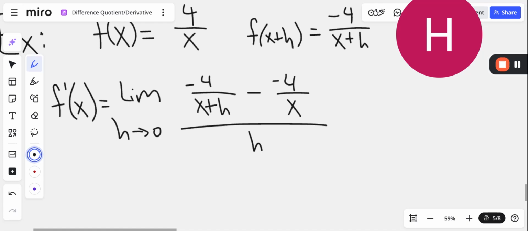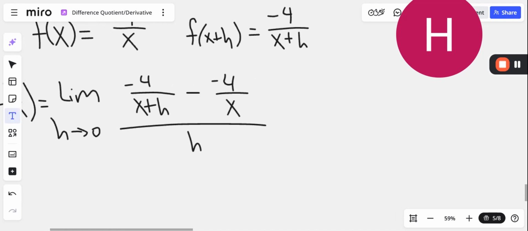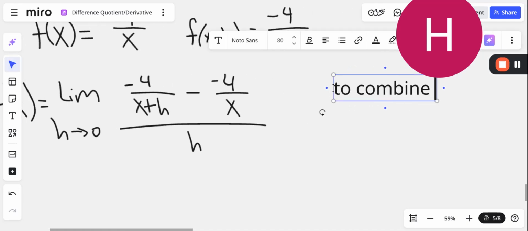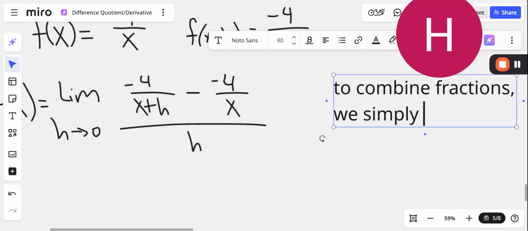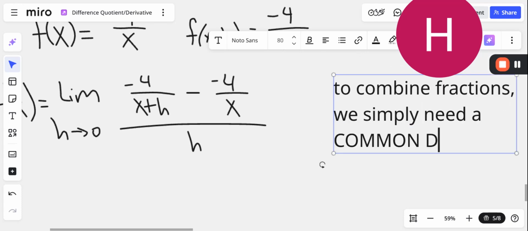So how do we deal with this? This is a new situation. It does not involve a radical. Well, we're basically just combining fractions. So how do we combine fractions? Really simple, right? To combine fractions, we simply need a common denominator.